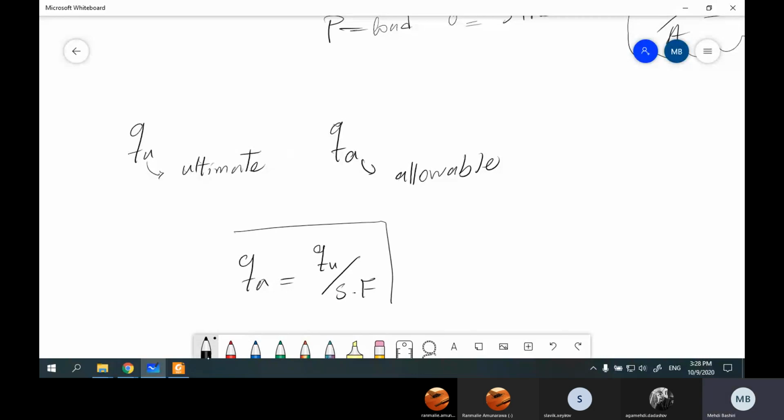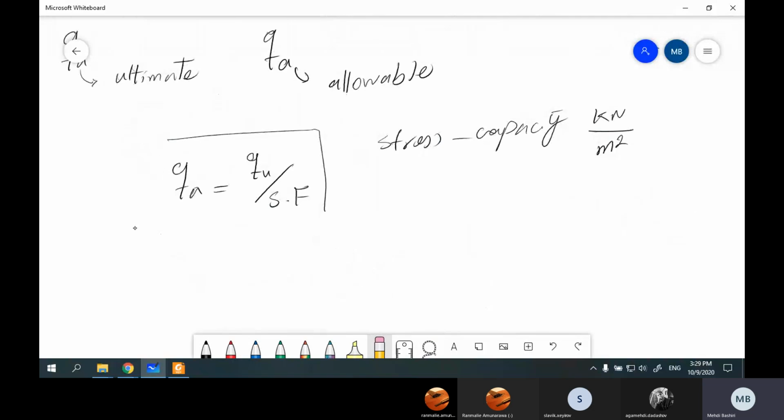As I said, both of them, Q or lowercase q, are stress or capacity, and their unit is kilonewton per meter square, or pound per feet square, or whatever. They are not, for example, kilonewton. They are not pound. Okay? So if I ask you to find the ultimate or allowable load, what should you do?